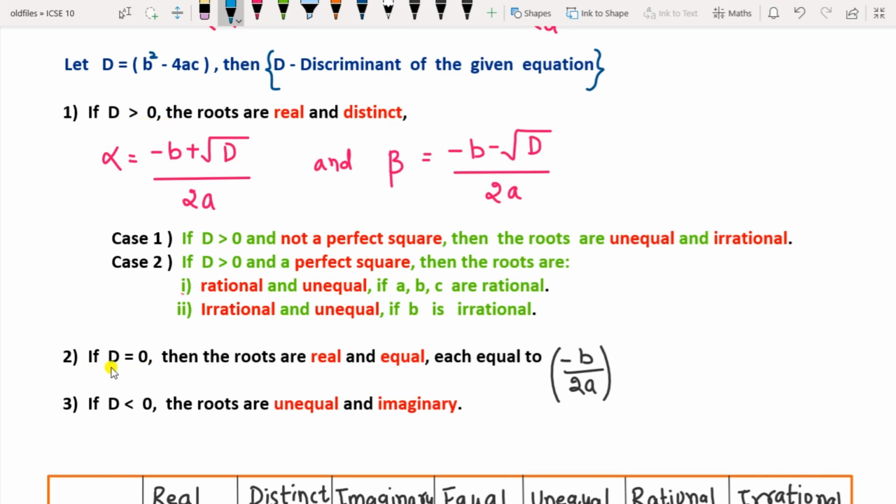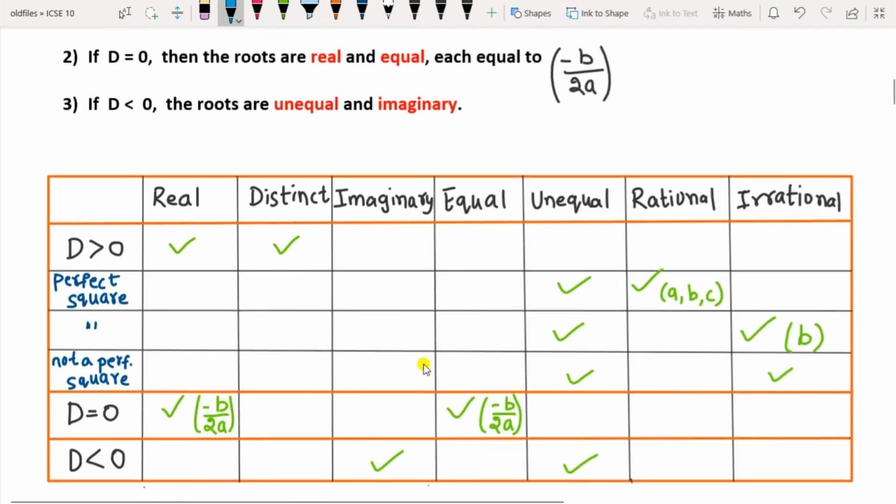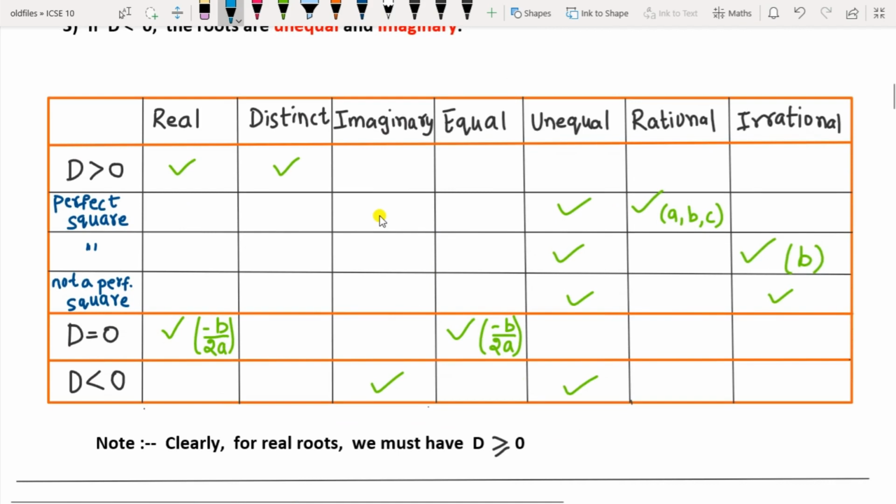Now if D is equal to 0, if you solve b square minus 4ac and you get the value equal to 0, then the roots are real and equal, and each root is equal to minus b upon 2a, right? And if D is less than 0, that is the value of D is negative, then the roots are unequal and imaginary.